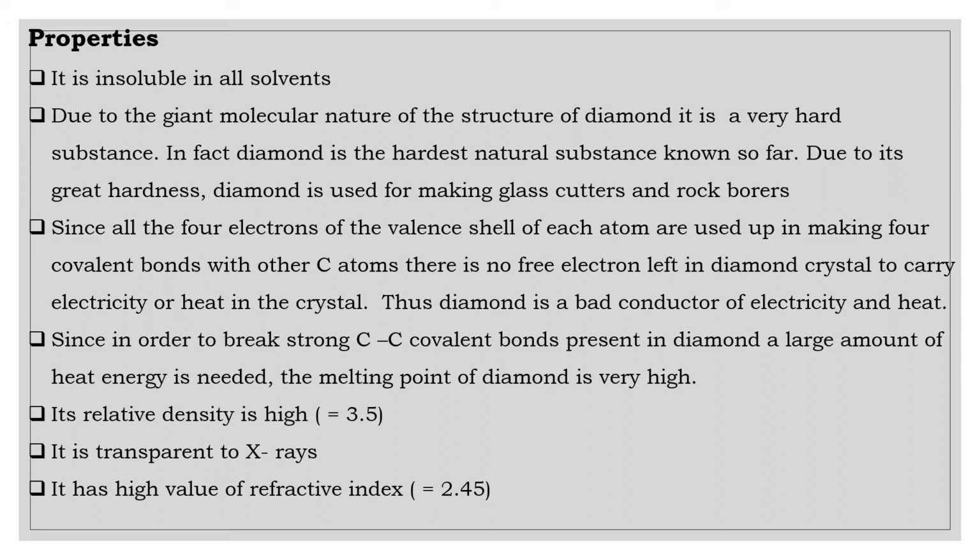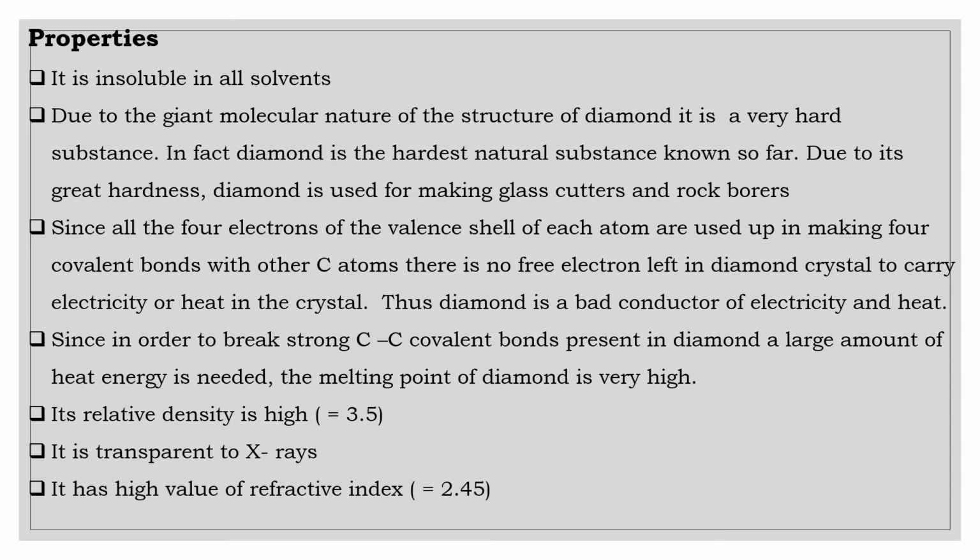Since all 4 electrons of the valence shell of each atom are used in making 4 covalent bonds with other carbon atoms, there is no free electron left in the diamond. Hence, it is a bad conductor of electricity and heat, because there are no electrons to carry the electricity and heat in the crystal. In order to break the carbon-carbon covalent bond, a large amount of heat energy is required. Hence, we say that the melting point of diamond is very high. The relative density is also high, equal to 3.5.